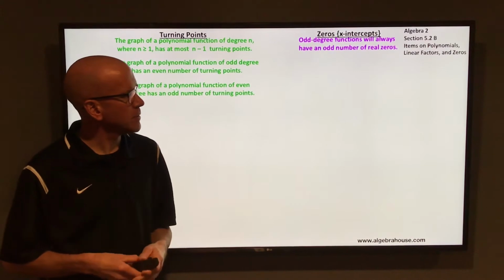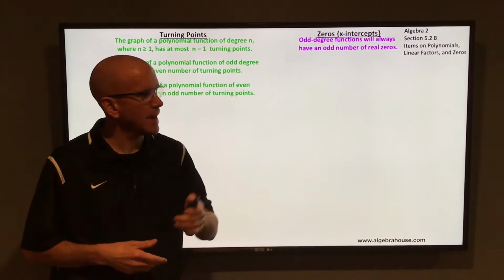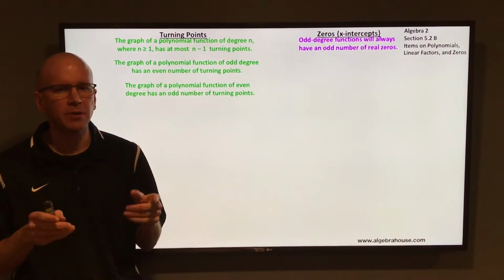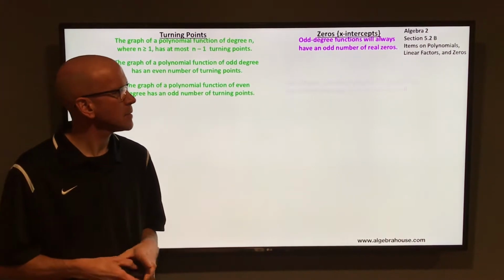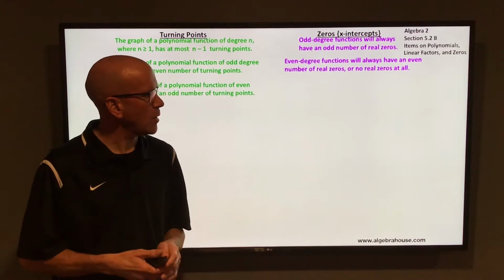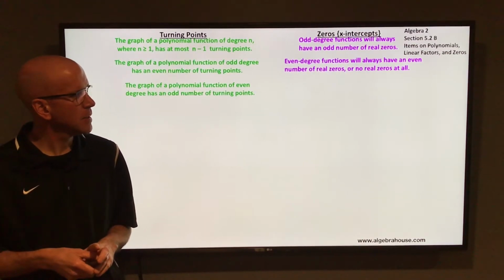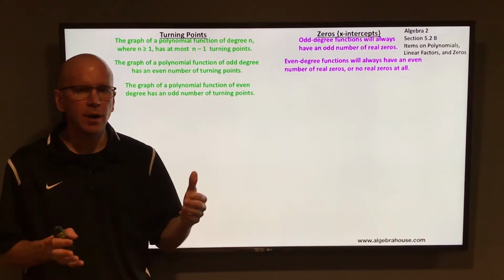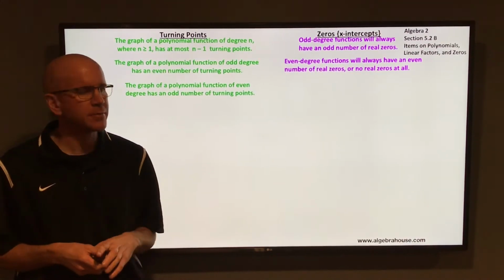For zeros, for x-intercepts, odd degree functions will always have an odd number of real zeros. Again, think about linear functions. Those are odd degree functions. They have one x-intercept. Even degree functions will always have an even number of real zeros or no real zeros at all. Relate that to parabolas, quadratic functions, U-shaped graphs.